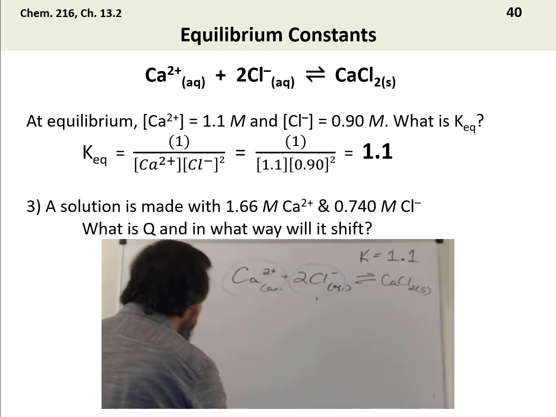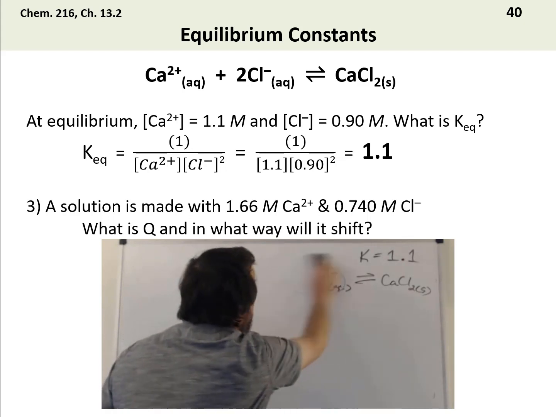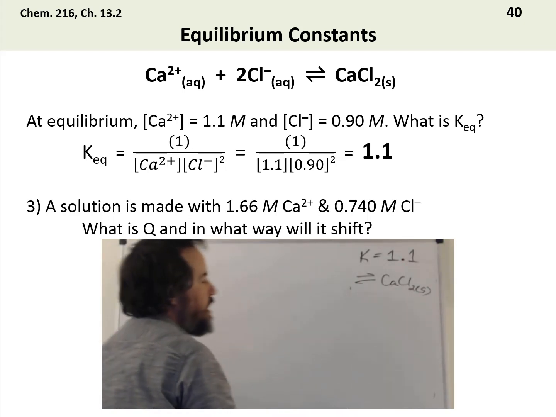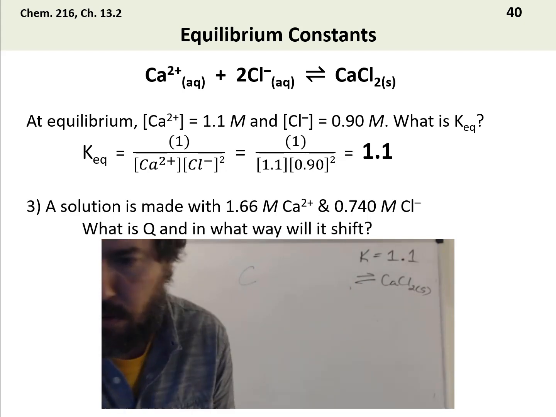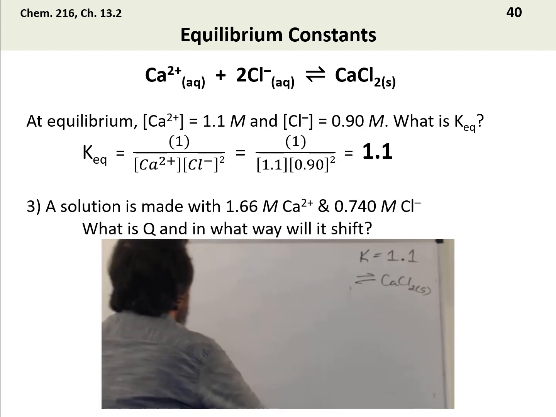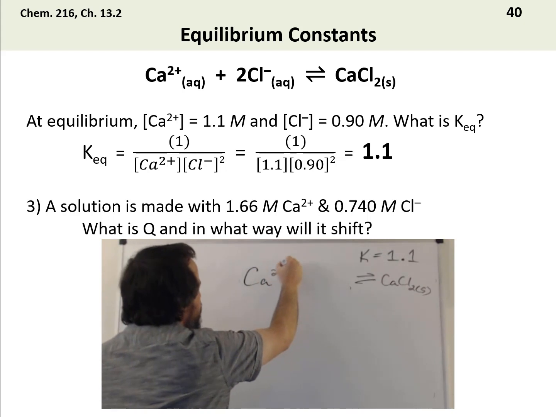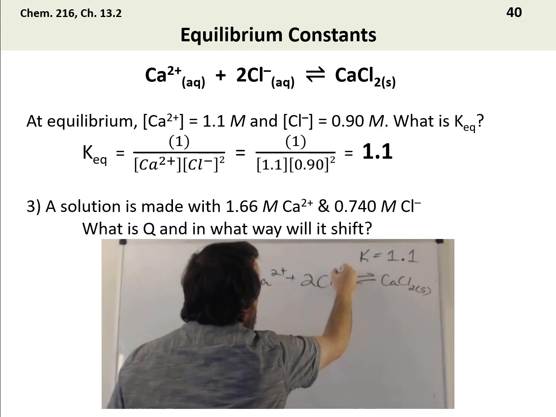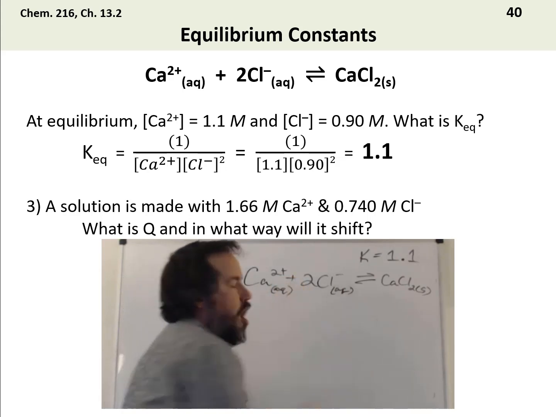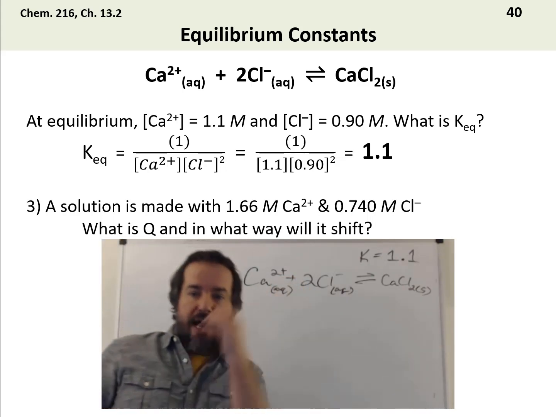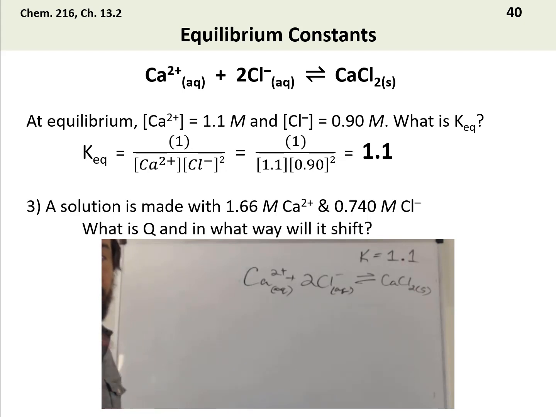Lastly, we're going to do one more with this, right? So we did one where Q was less than K. You're going to do one on your own. Dates are important. All right, so we're told that our third solution has 1.66 molar calcium, and we have 0.74 molar chloride.